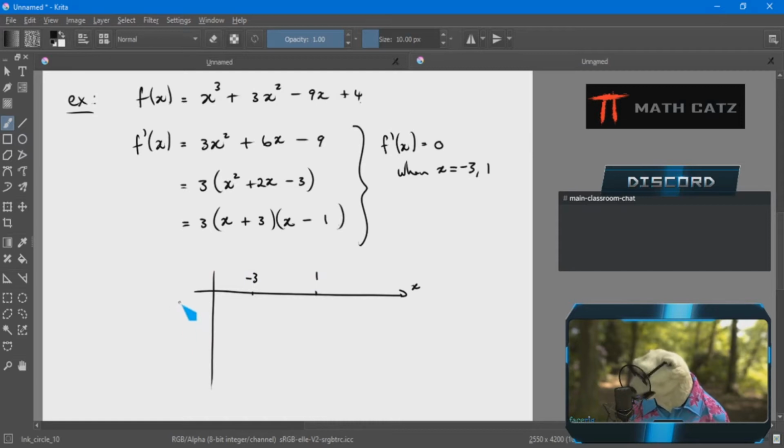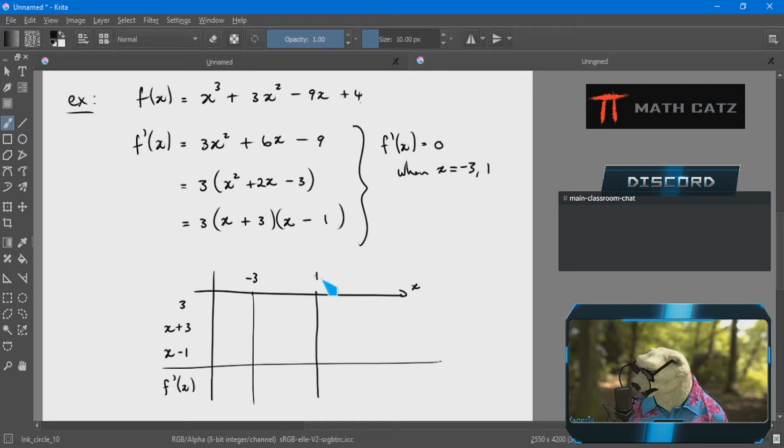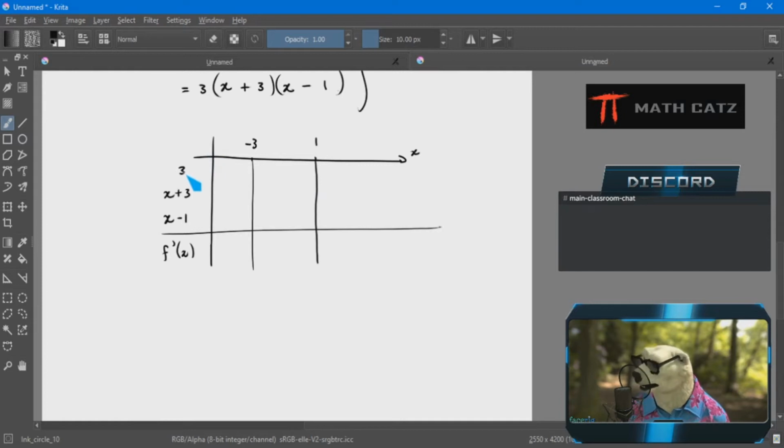Then on the left, I'm going to list every factor that I see in my derivative. Whether they're crucial or not, get into the habit of listing everything. Now these numbers, -3 and 1, split up my x values into 3 separate intervals. 3 is always going to be positive, so it doesn't really do much, but it is contributing something. I don't want to leave it out. Sometimes it really matters. X plus 3 is going to be 0 when x is -3.